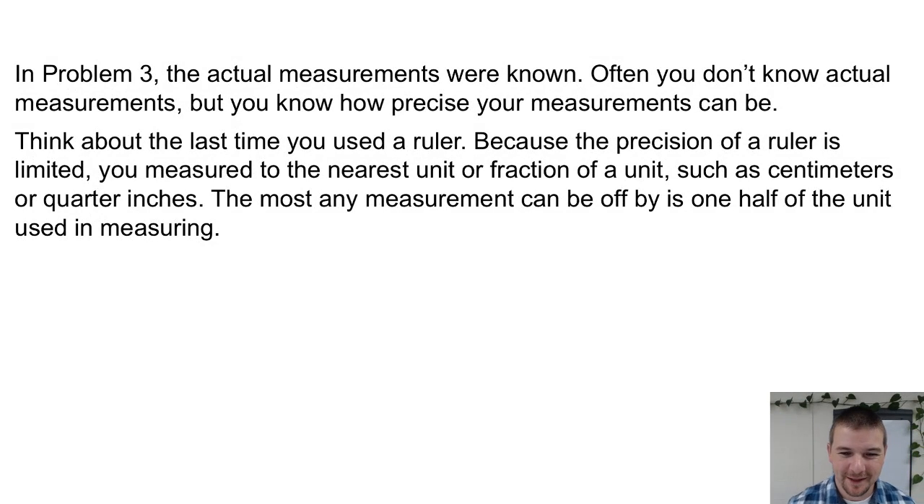In problem 3, the actual measurements were known. Often you don't know actual measurements, but you know how precise your measurements can be. Think about the last time you used a ruler. Because the precision of a ruler is limited, you measured to the nearest unit, or fraction of a unit, such as centimeters or quarter inches. The most any measurement can be off by is 1/2 of the unit used in measuring. And that makes sense because we either round up or round down to the closest unit.